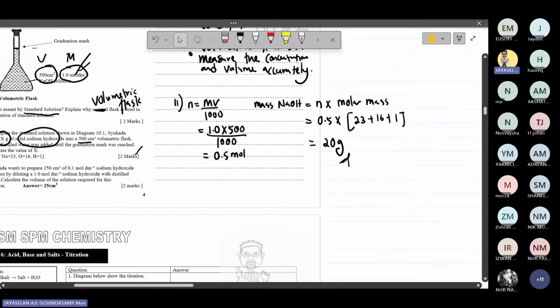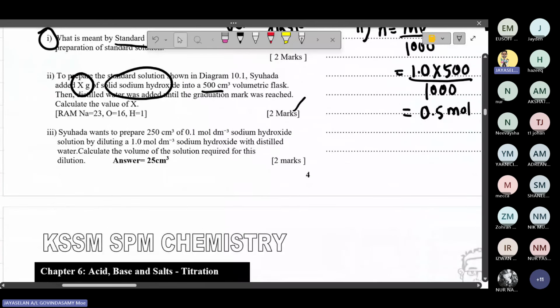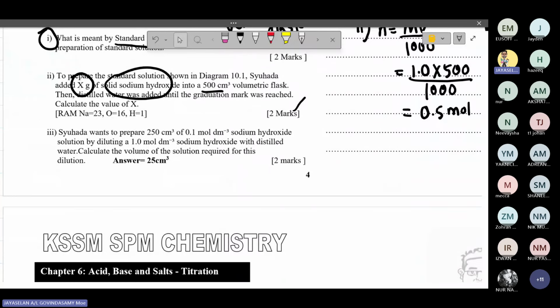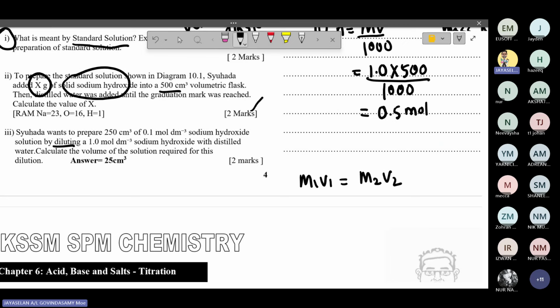Okay, we do one more question. Shwada wants to prepare 250 cm³ of 0.1 mol dm⁻³ by diluting. When you see the word diluting, what do you do? M1V1 equals M2V2, or add water. Wants to prepare, that means this is your V2, this is your M2. Understand? By diluting means he adds water into this. Understand? This is your M1.